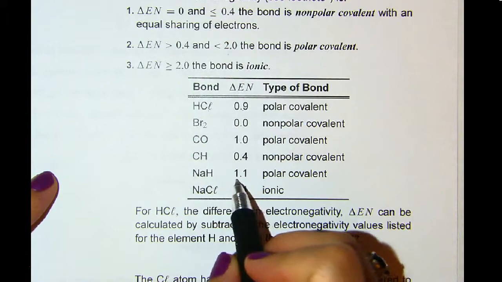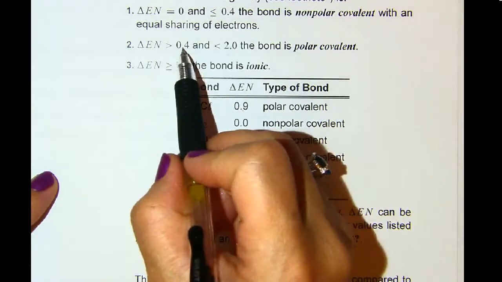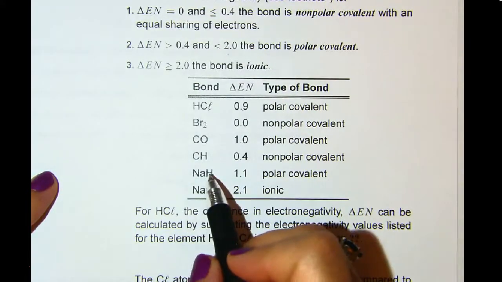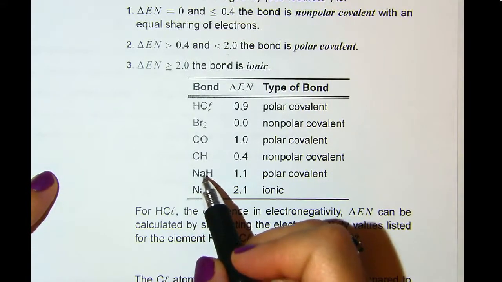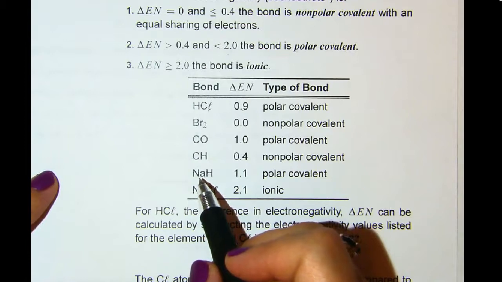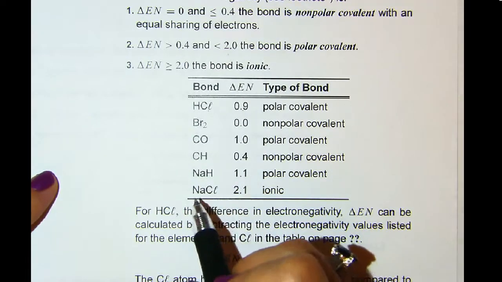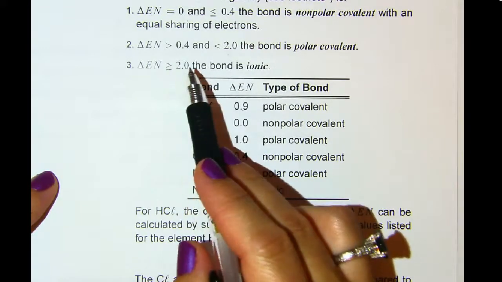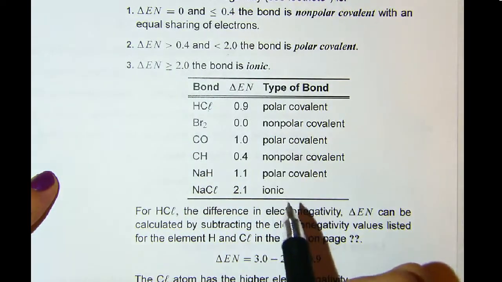Sodium and hydrogen have a difference of 1.1, which falls in this range, and that makes it polar covalent. Even though it's a metal and a nonmetal, they have electronegativity values that are too close to one another to be ionic. And then sodium and chlorine have a difference of 2.1, which is going to fall in this range, and that's going to make it ionic.